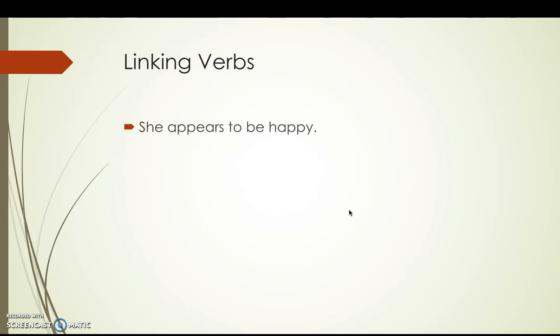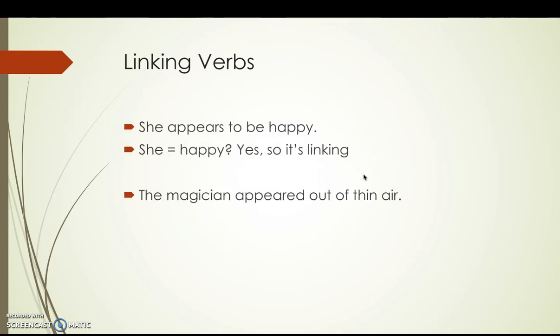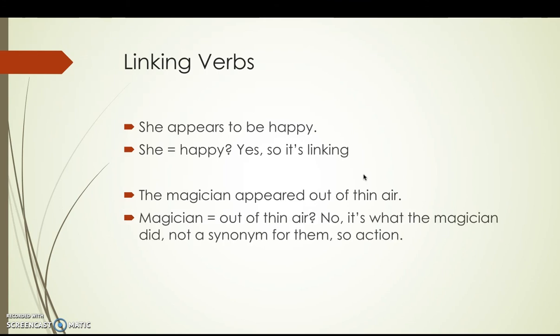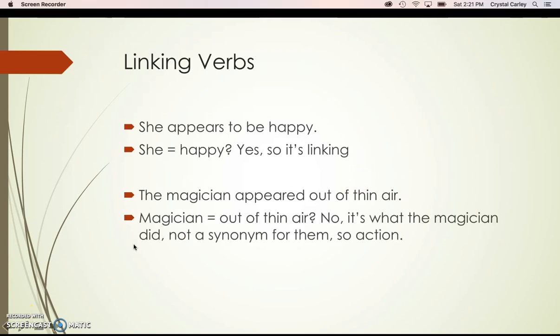Here's another example. She appears to be happy. So if we say she equals happy, yes, that's a linking verb. But if we have the magician appeared out of thin air, we might have magician is out of thin air. So the magician doesn't equal out of thin air. No, that's what the magician did. So it's an action verb.